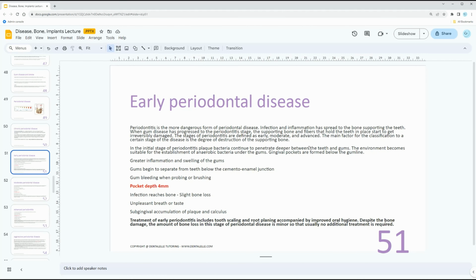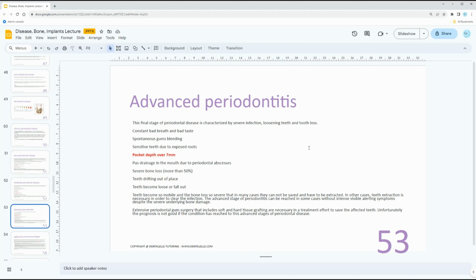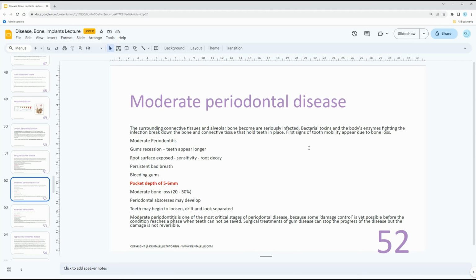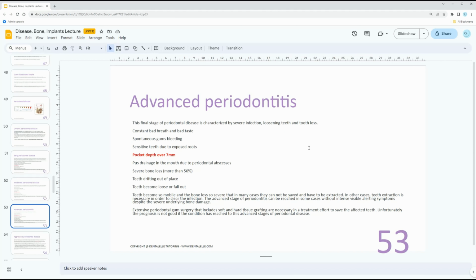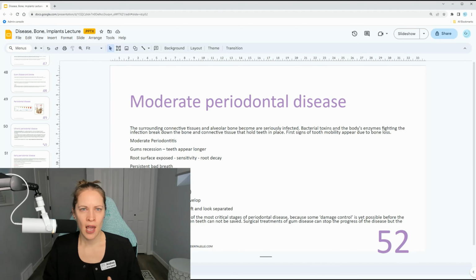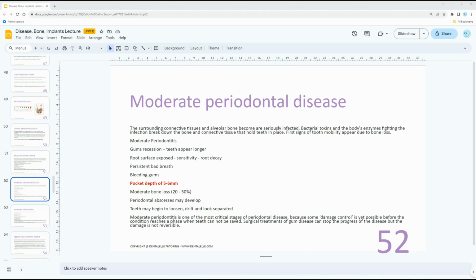So make sure to know the difference between early, moderate, and severe perio. Early, 4 millimeters, moderate, 5 to 6, depending on the textbook, and then advanced perio is going to be over 7. But pay attention to the differences too. For example, if the gums are bleeding spontaneously, is that going to be early perio? Probably not. That is more advanced perio. And then when do you start to notice bone loss? Would that be right away? Would that be you have to look at x-rays to know for sure? You would start to notice it in moderate perio.